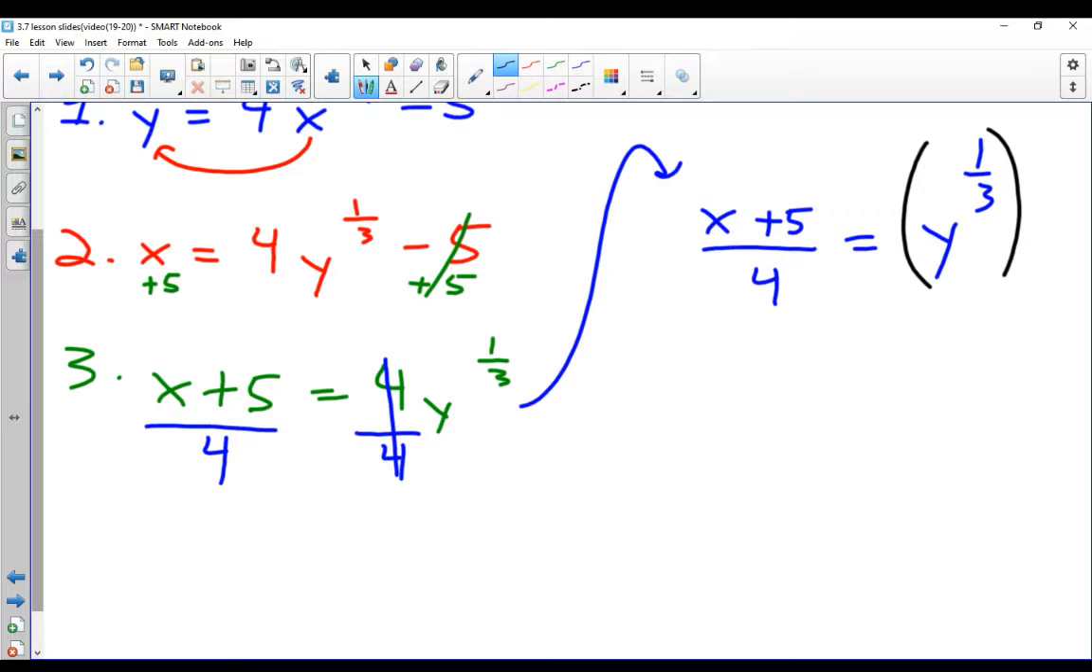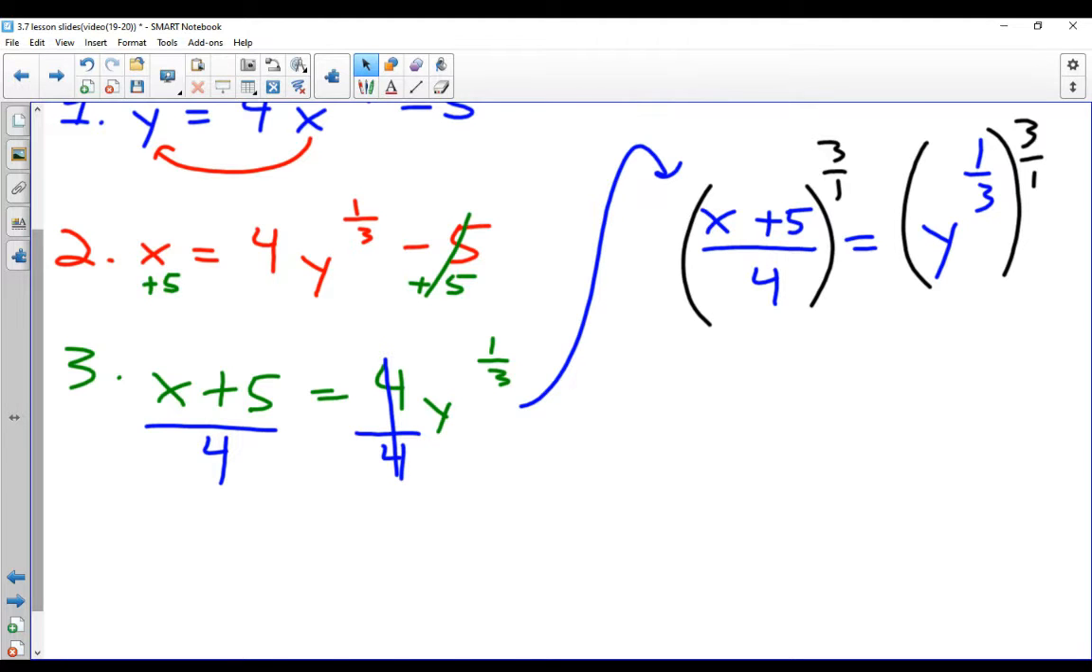I want you to go ahead and put both sides in parentheses. And what I want you to do is take both sides to the power of the reciprocal of 1/3, which is 3 over 1. Now watch what happens when you do that.